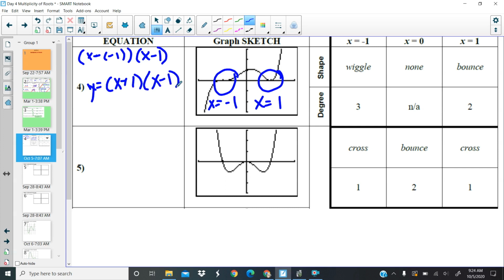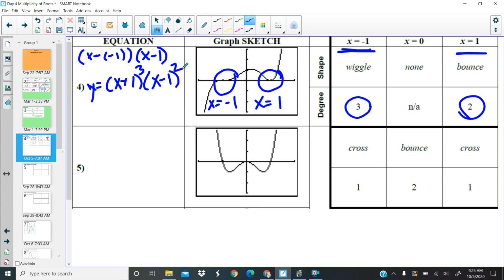Then I'm going to look on my table over here, and where x equals -1, it says the degree is 3. If you look over here, it also wiggles through -1, so I need an exponent of 3 on that factor. For x plus 1, I just need to put a 3 on the factor. At x equals +1, it tells us there's a bounce and the degree is 2. If you look on the graph, you can see the bounce, which means the multiplicity is 2, so you can go ahead and put a 2 on that factor.